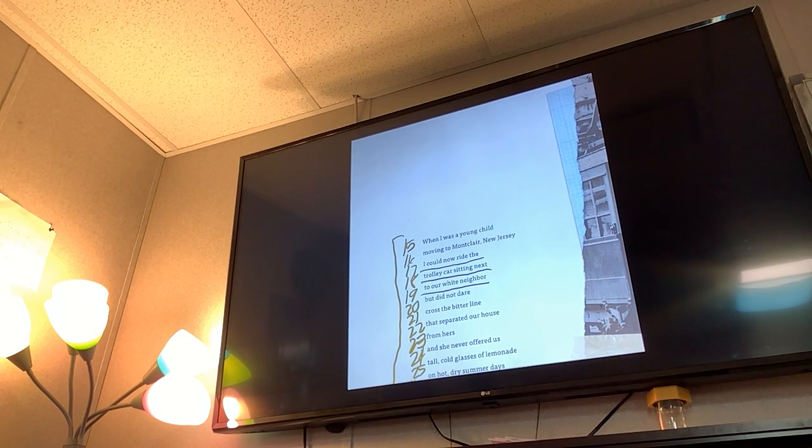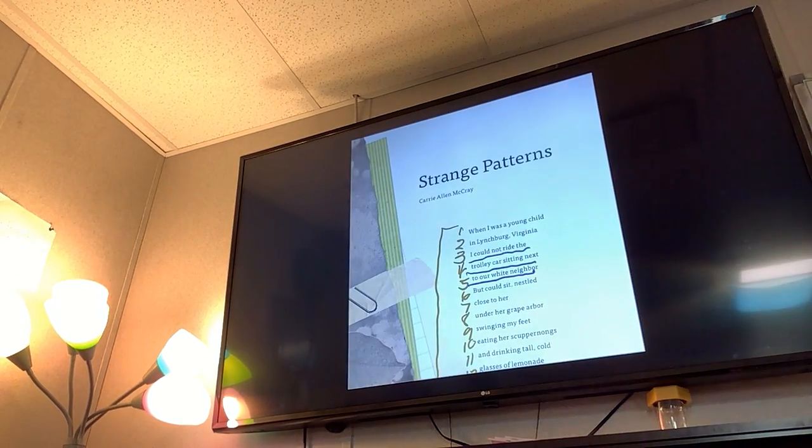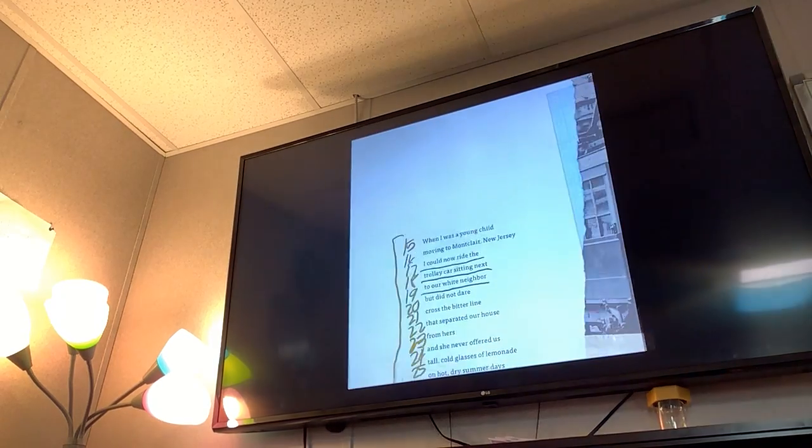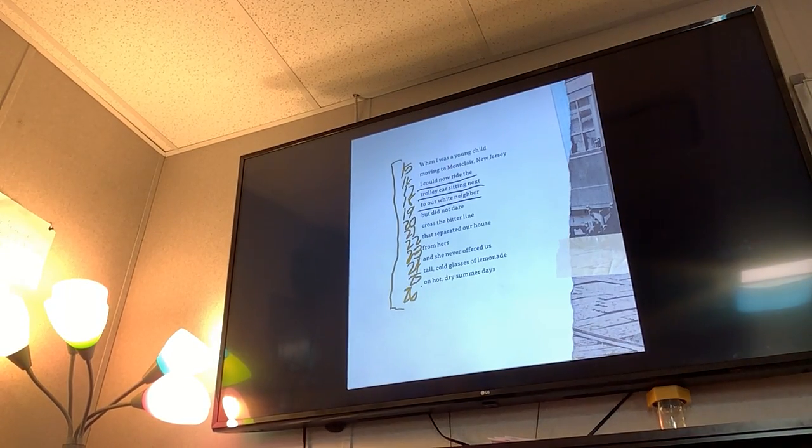Which numbers? 3, 4, and 5. So I'll do 3. You do 4 and 5. Just do the next 2 lines. Then I would flip my book and I would underline lines 17, 18, and 19.